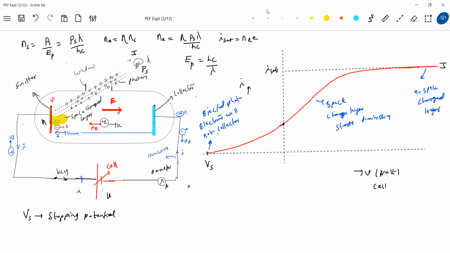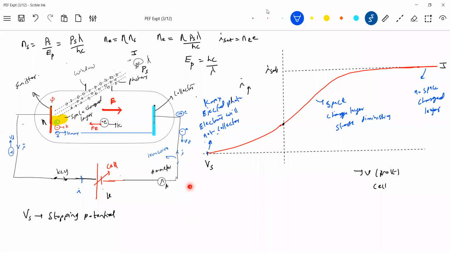Ejected photoelectrons will not reach the collector. So shall I say Kmax ejected photoelectron, or photoelectron ejected with maximum kinetic energy, itself will not reach the collector. What about other things? Definitely they will not reach. So now no current flows. That's called the stopping potential.